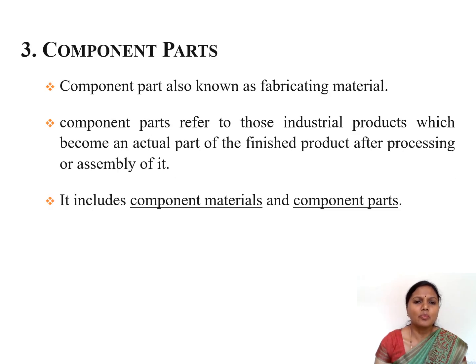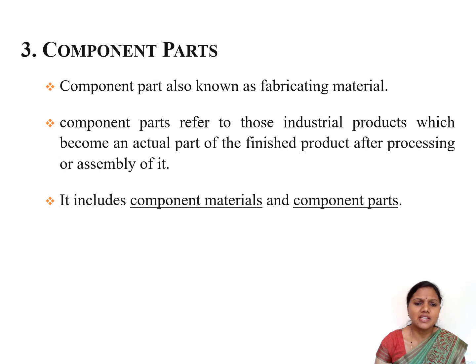Third one, component parts. Component parts are also known as fabricating material. Component parts refers to those industrial products which become an actual part of the finished product after processing or assembling it. So, component parts can be further divided into component materials and component parts only. And both are different. Even though both are used for industrial purposes only, their conversion or use in the product will differ.